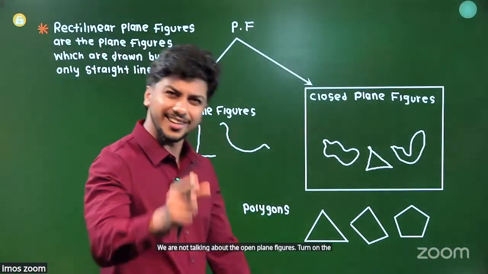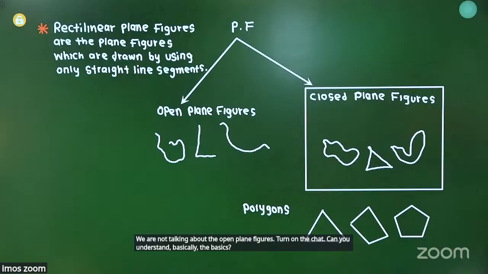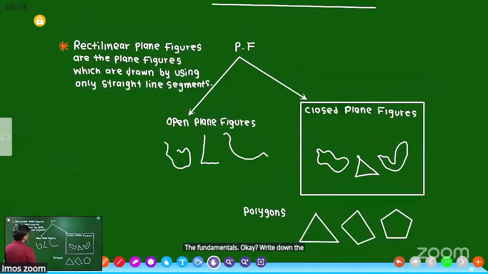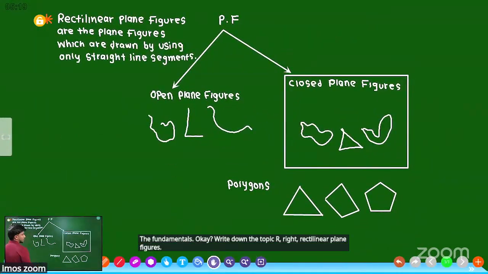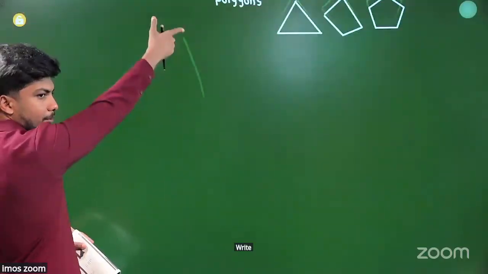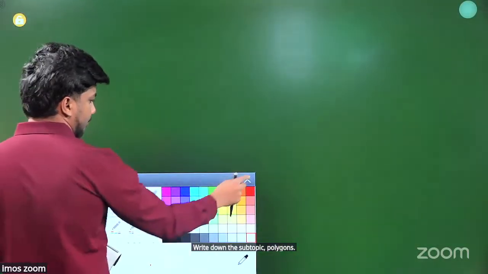Turn on the chat. Can you understand the basics, the fundamentals? Okay. Write down the topic, rectilinear plane figures. Yes. Okay, put noted in the chat if you have already noted this down. Okay. Right. Write down the subtopic, polygons.